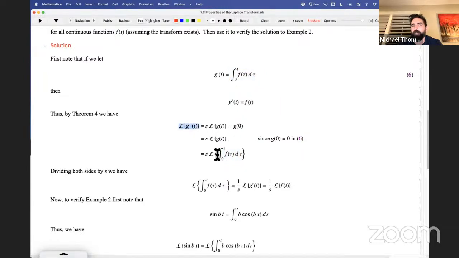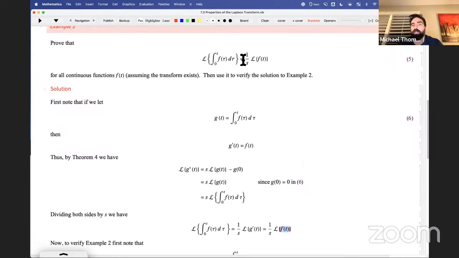I'm going to take both sides of this equation and divide both sides by S, which will allow me to isolate what I'm trying to find. This is really what I'm trying to find. So there it is. If I divide by S, I'll get 1 over S times the Laplace transform of G prime. But we all know what G prime is. G prime is really F. Okay, so far? All right, and that's what we were trying to show.